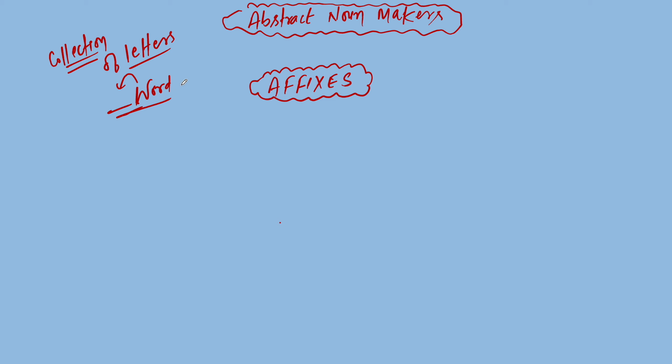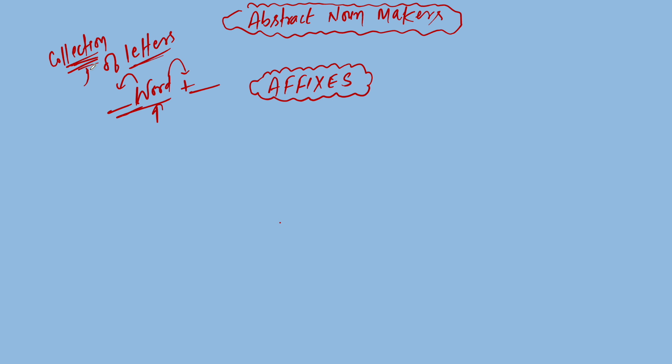Now, second thing, if you put that collection of letters just after the word, again the meaning of the word will be changed. This is the second affix. Now, the third affix is if you put a collection of letters in between the word, in that case, the meaning of that word again changes. Is it clear or not? I'm going to repeat once again.